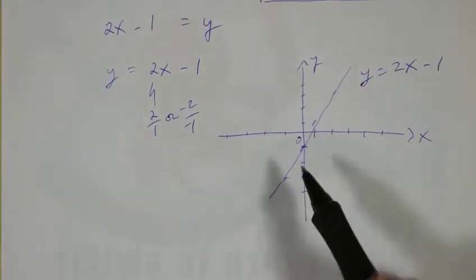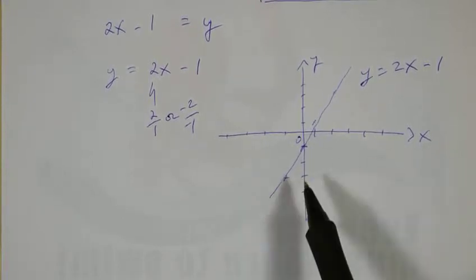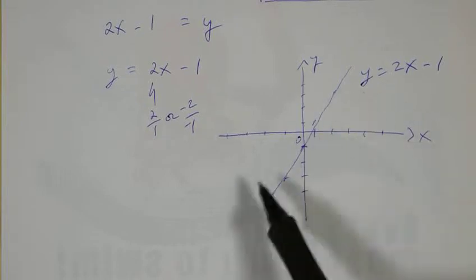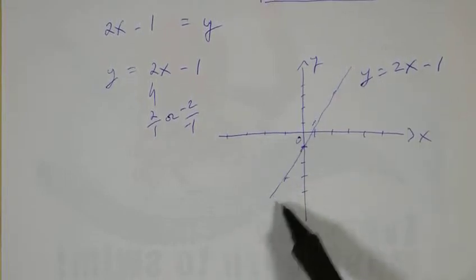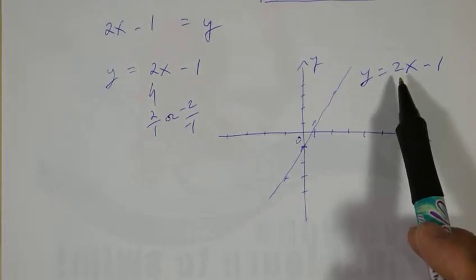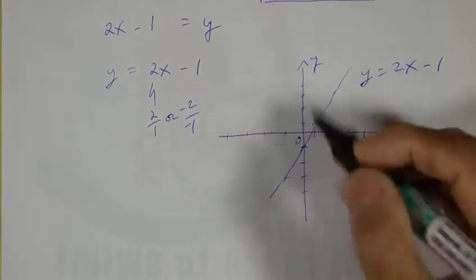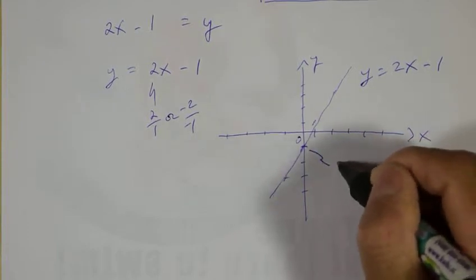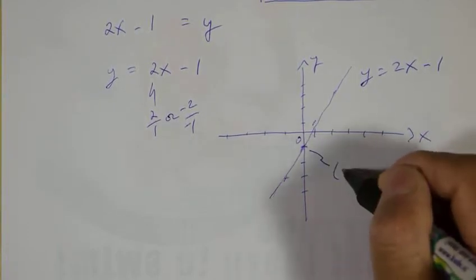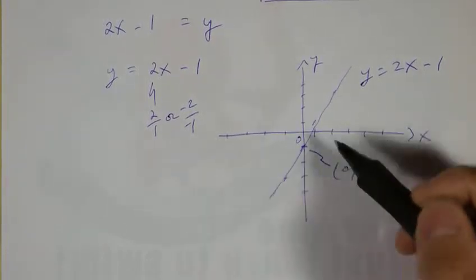Let me bring to your attention, you usually read the graph from left to right. Look at the orientation. It's moving upward, right? Going uphill, because the slope here is 2, positive 2. The y-intercept is negative. That means, right here, I label it. This is 0, minus 1.